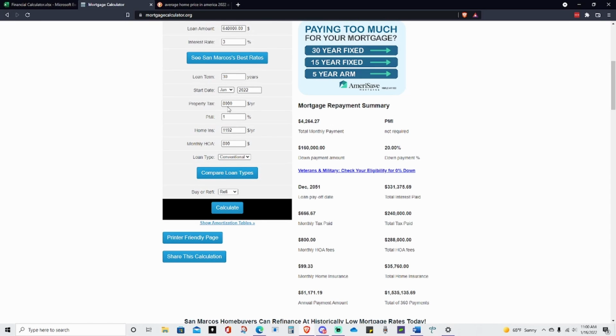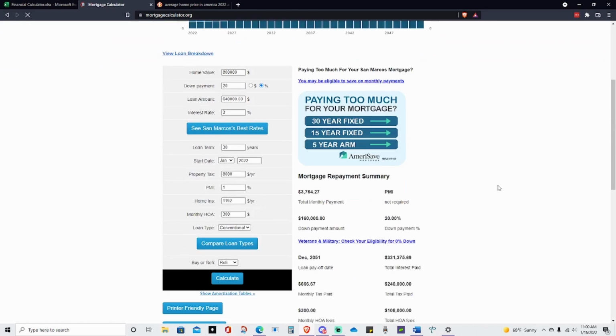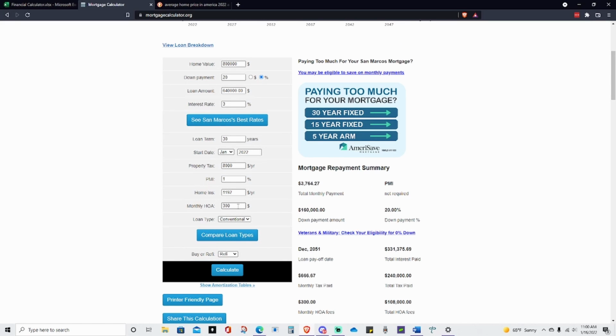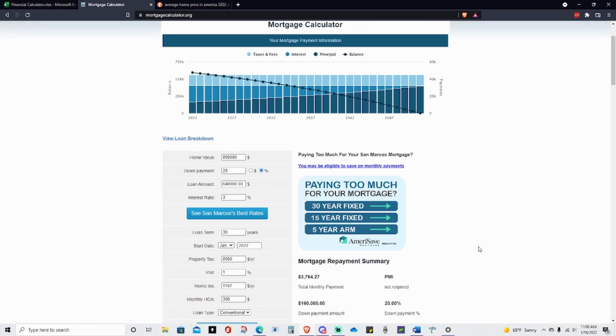$800 monthly HOA fee. Ooh, that's rough. It should have been around $300. Whoops. There we go. That's perfect. All right, yep, that makes more sense. Yeah, imagine having an $800 HOA fee. You must be living in a retirement community.